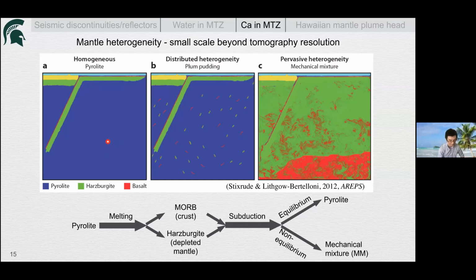This is one model on the left side. But alternatively, probably these materials never reach chemical equilibrium. Instead, we have this plum-pudding model, with small pockets of either enriched or depleted materials. On the right side is, well, I would consider a more complicated model, a well-mixed mechanical mixture mantle, where the red colors indicate basalts and the green colors indicate the depleted mantle. I'm not going to say which one is better, but what I want to stress is that we probably have a few end members. We have pyrolite, we have harzburgite representing depleted mantle, we have basalts representing the crust, and we possibly have this mechanical mixture model. Then let's see what the seismic signatures of these end members of composition are.